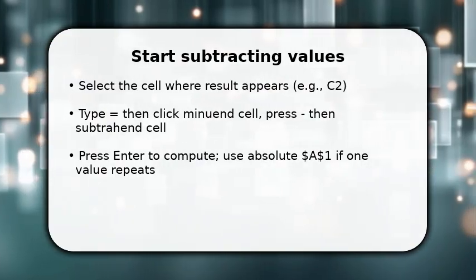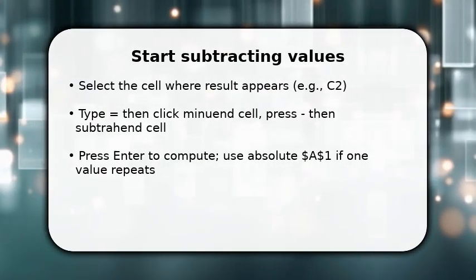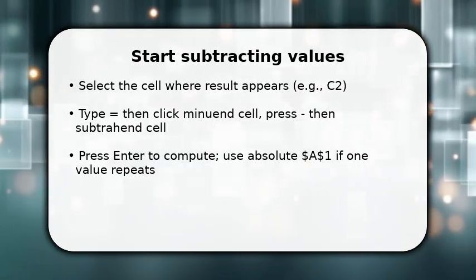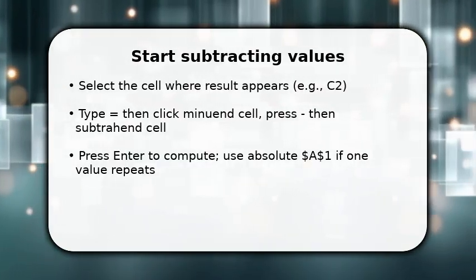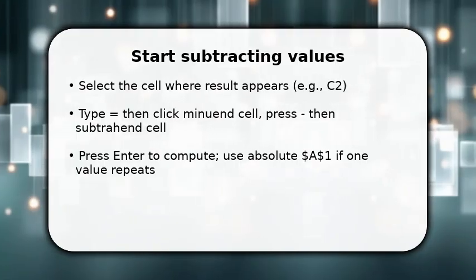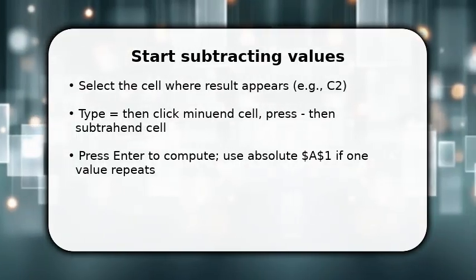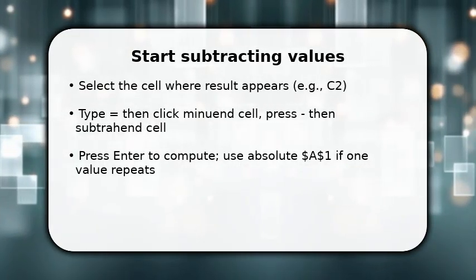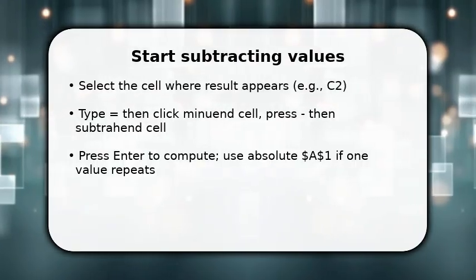Once done, make sure to use $ for absolute references if you'll copy the formula across rows. You're doing this to keep one operand fixed. Also remember you can type numbers instead of clicking cells, but cell references keep results dynamic when inputs change.